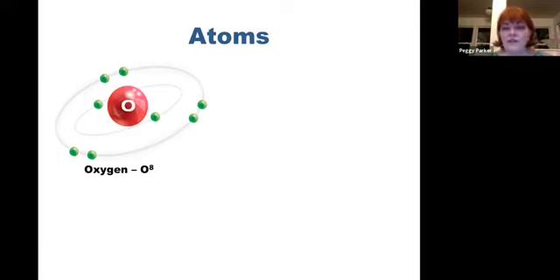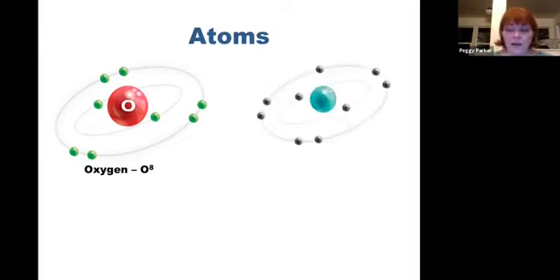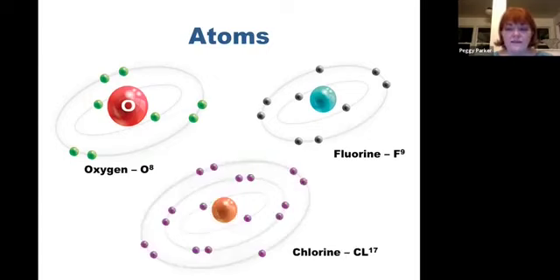So here we have oxygen. Oxygen has the atomic number, or signature, of 8, and that just means that there are 8 electrons, 8 protons, and 8 neutrons in an oxygen atom. And as you look on the periodic table of elements, you see that fluorine has its own signature, that chlorine has its own signature, everything has its own signature. And when there's just one single unit of this element, it's called an atom.